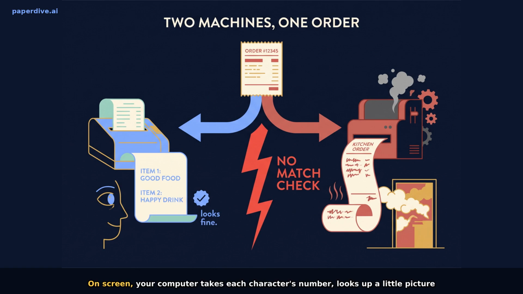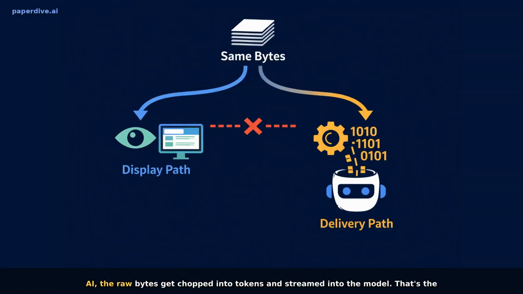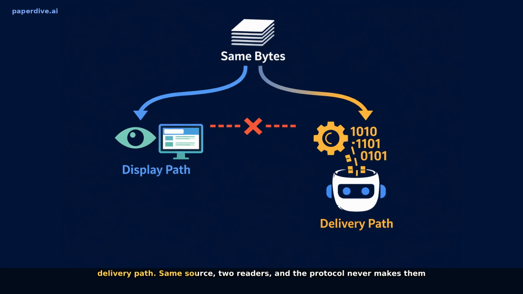On screen, your computer takes each character's number, looks up a little picture for it in a font, and paints that picture. That's the display path. To feed the AI, the raw bytes get chopped into tokens and streamed into the model. That's the delivery path. Same source, 2 readers, and the protocol never makes them reconcile.